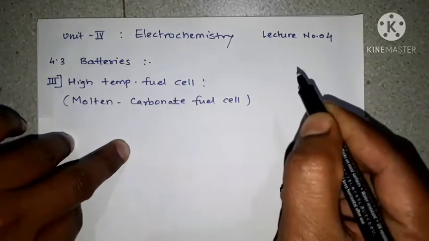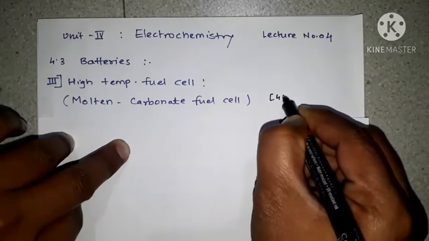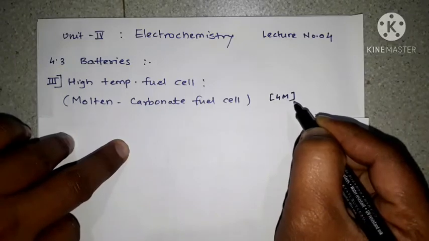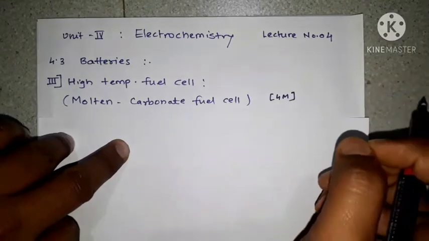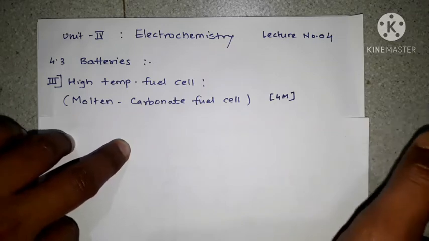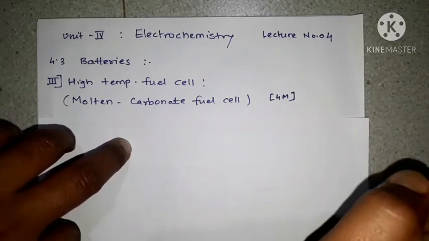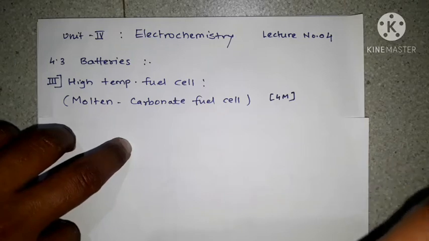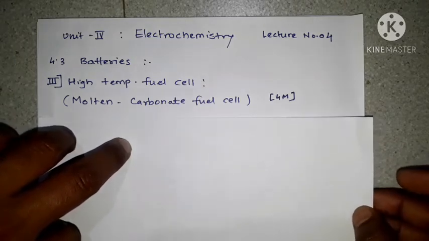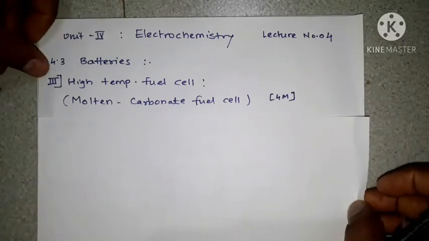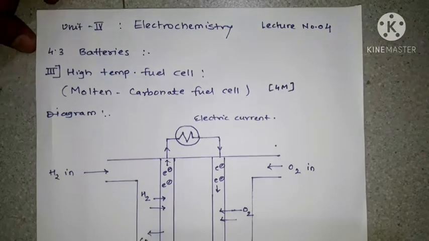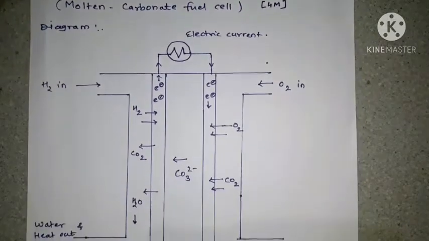we have to take a 4 marks question. In this question we have 1 mark for the diagram and explanation of the diagram, then cell reaction for 2 marks. Okay, so let us see one by one. First we have to see the diagram or cell setup of the molten carbonate fuel cell.